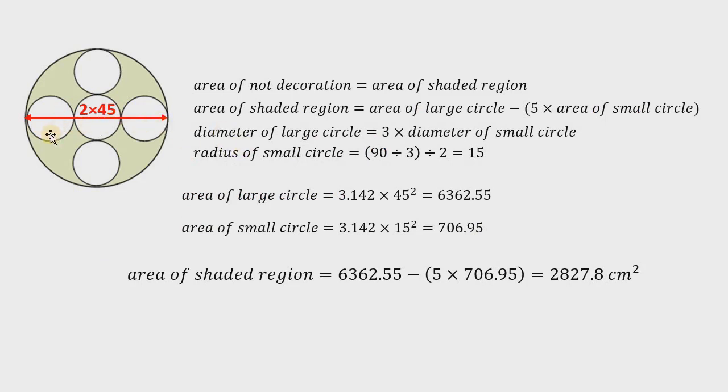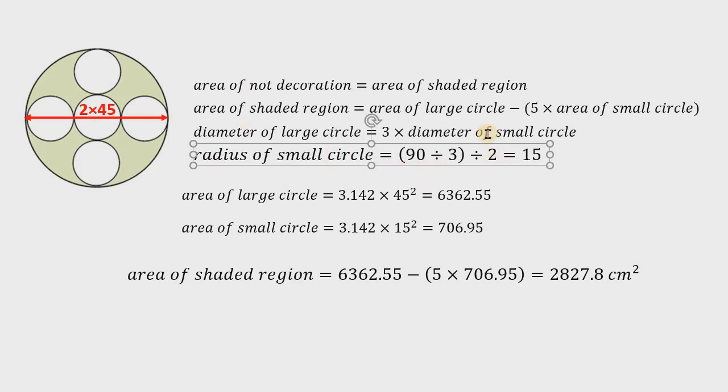And then to find the diameter for the small circle, I need to do 90 divided by 3. Then I divide again by 2 because I want to find the radius. So 90 divided by 3, I get the diameter for each of the small rings here. After that, I divide by 2 again because I want to find the radius.